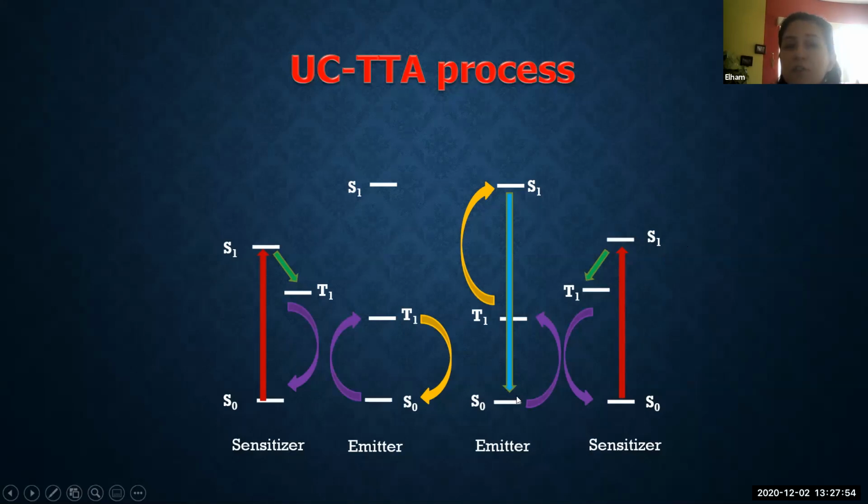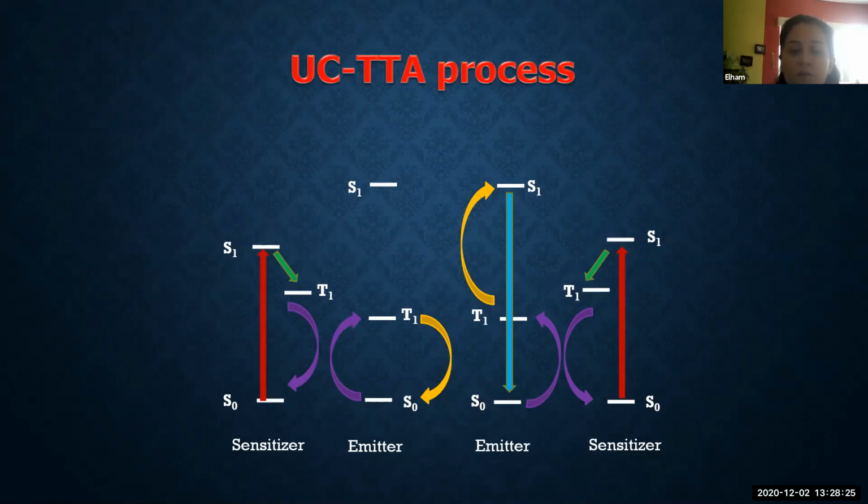But this upconversion system has some problems. One problem is that they are oxygen sensitive. When you have oxygen in your system, oxygen will quench the triplet states of your emitter and so destroy your upconversion system. If we want to finally use upconversion in a real solar cell, we need to overcome this problem.